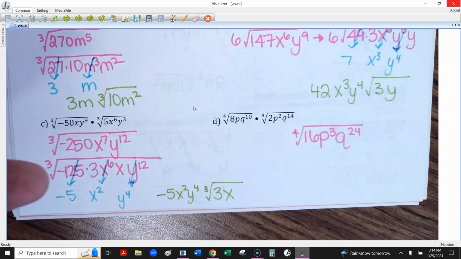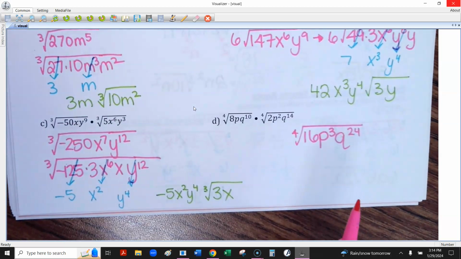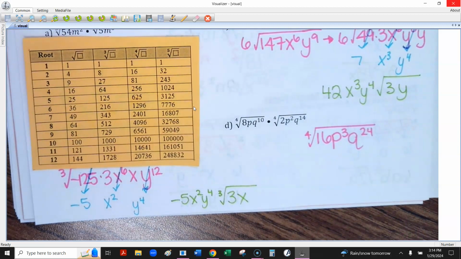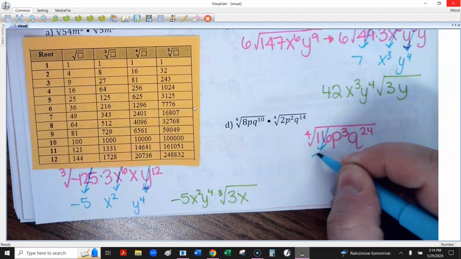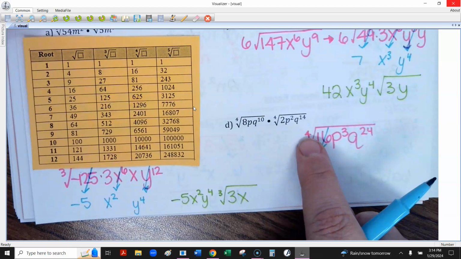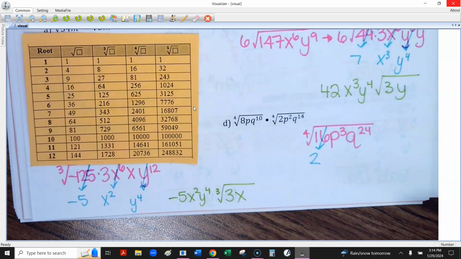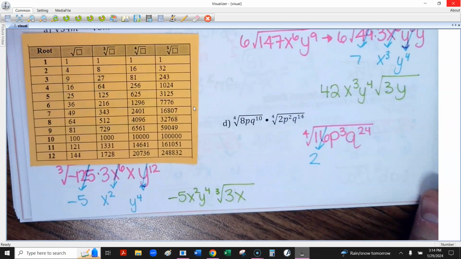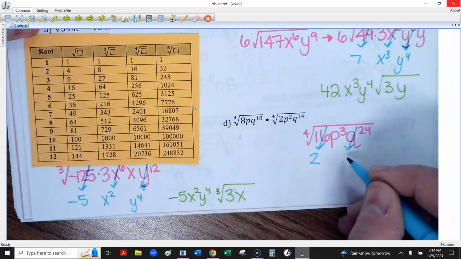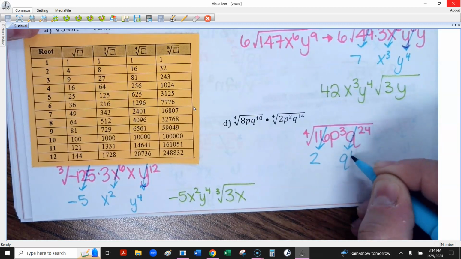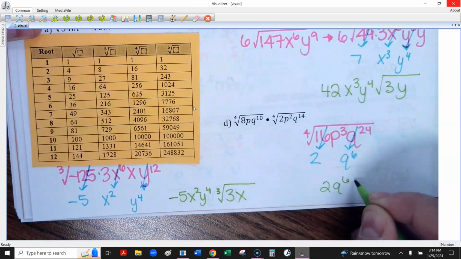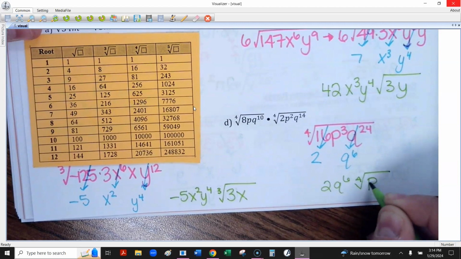Now, this question's actually really quick, so if you're looking at your fourth column here, 16 is a perfect fourth. So this is just going to come right on out as a 2. Now, p to the third, this exponent 3 is smaller than this root, so I can't take any p's out. I don't have a big enough exponent, so that's just going to stay underneath. And the q, 24 is already divisible by 4, so we're just going to do 24 divided by 4 to remove that. That would be q to the 6. So there's nothing to really break down in that question. Just 2q to the 6 out in front, and then left under the fourth root, p to the third.